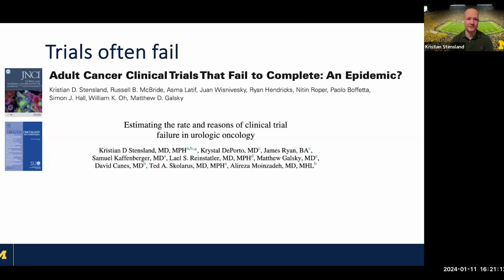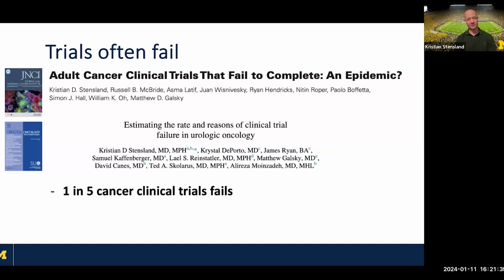There have been a few papers specific to urology that have been published on this topic as well. But we found that about 1 in 5 cancer clinical trials fails. And when I say fail, I mean that they end for a non-informative reason. So if a trial ends because of toxicity or efficacy, then that's informative, and that's a good reason for that trial to fail, because then we can infer something from the results of it.